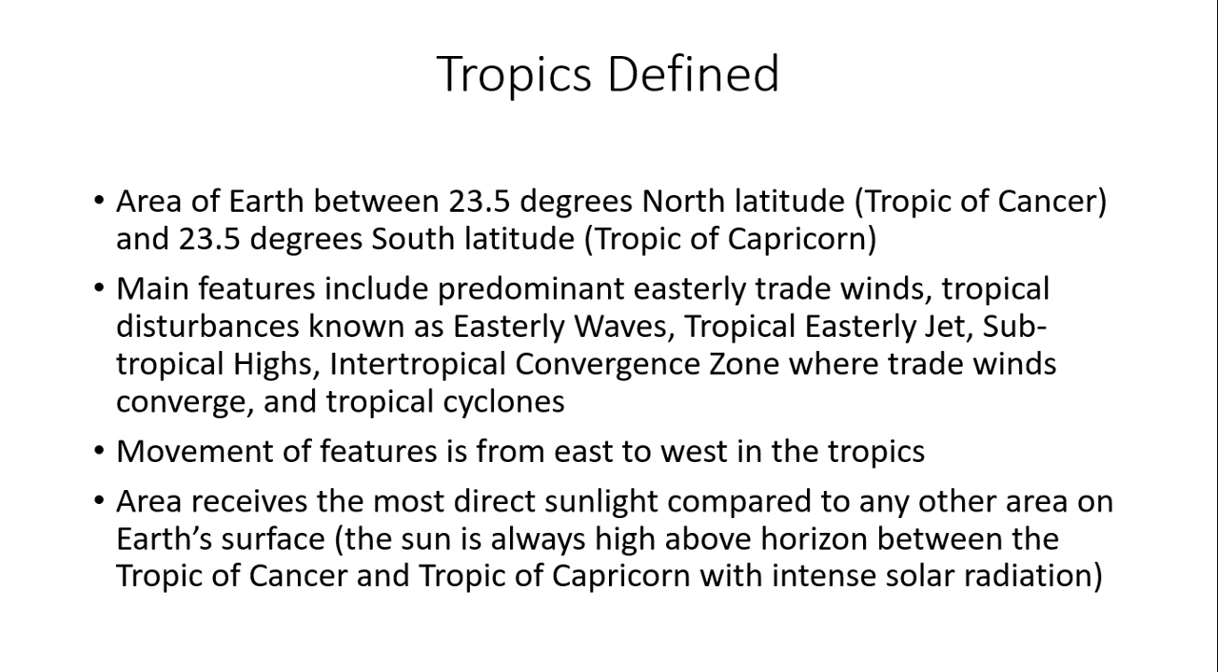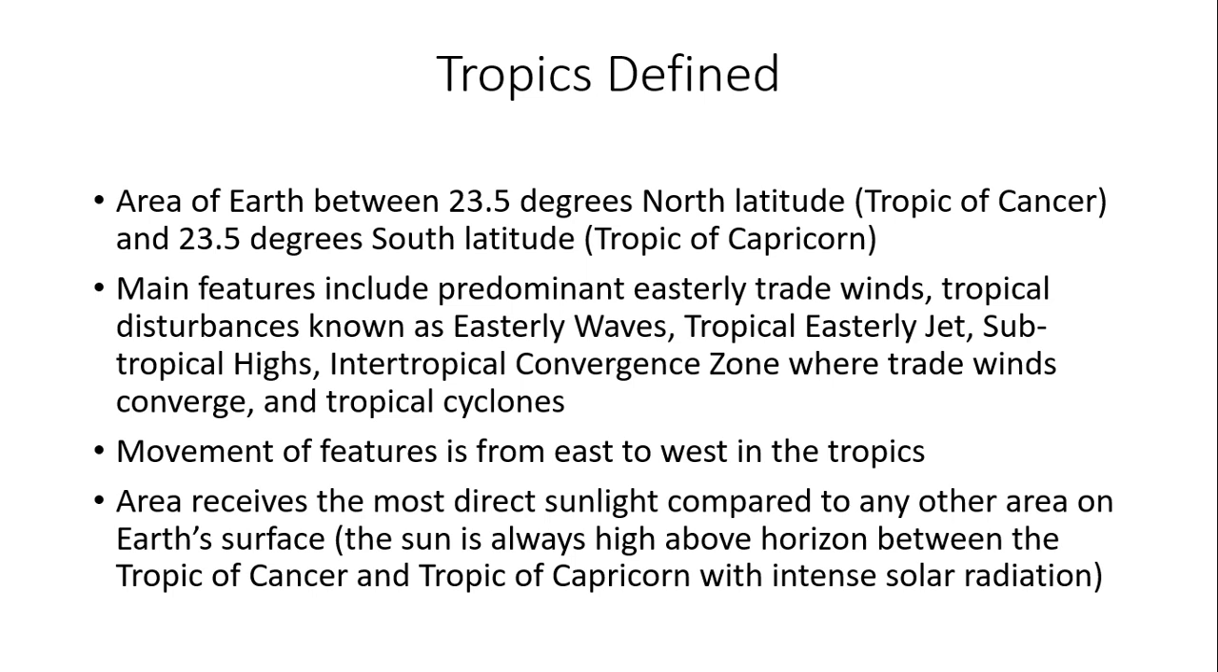One other major feature of the tropical wind belts is the intertropical convergence zone. Sometimes you'll see it abbreviated as ITCZ. This is a very important area of convergence in the tropics, where the northeasterly trade winds from the northern hemisphere meet and converge with the southeasterly trade winds from the southern hemisphere.